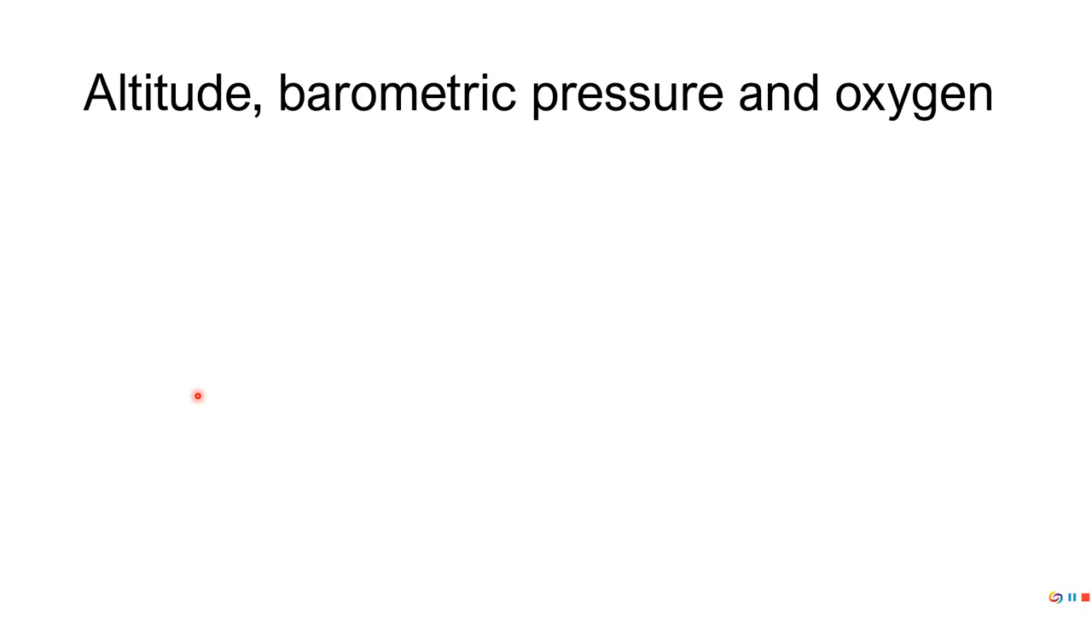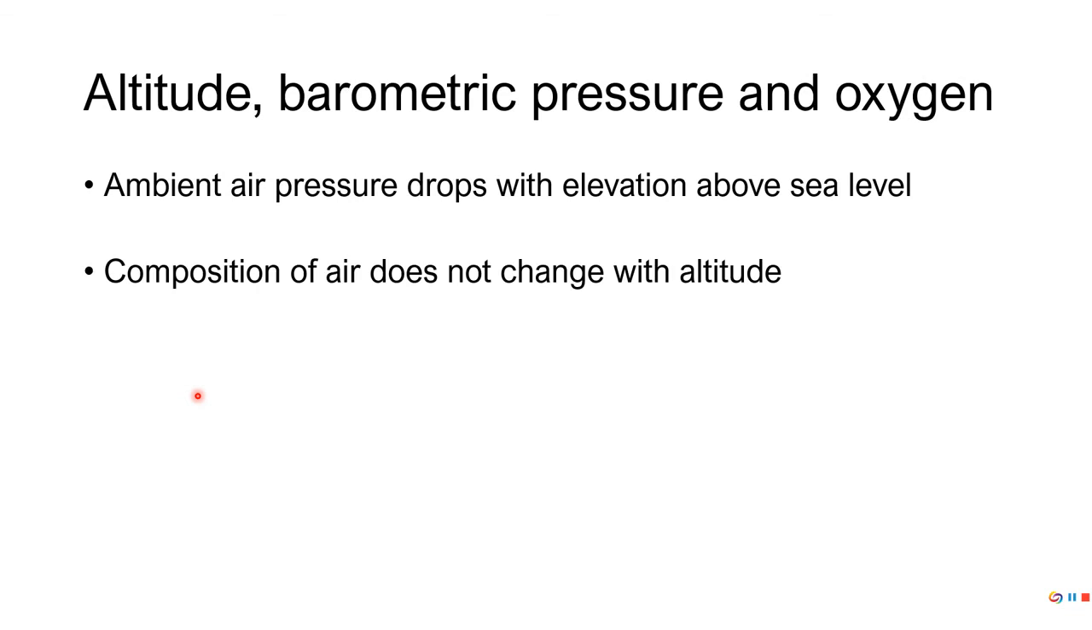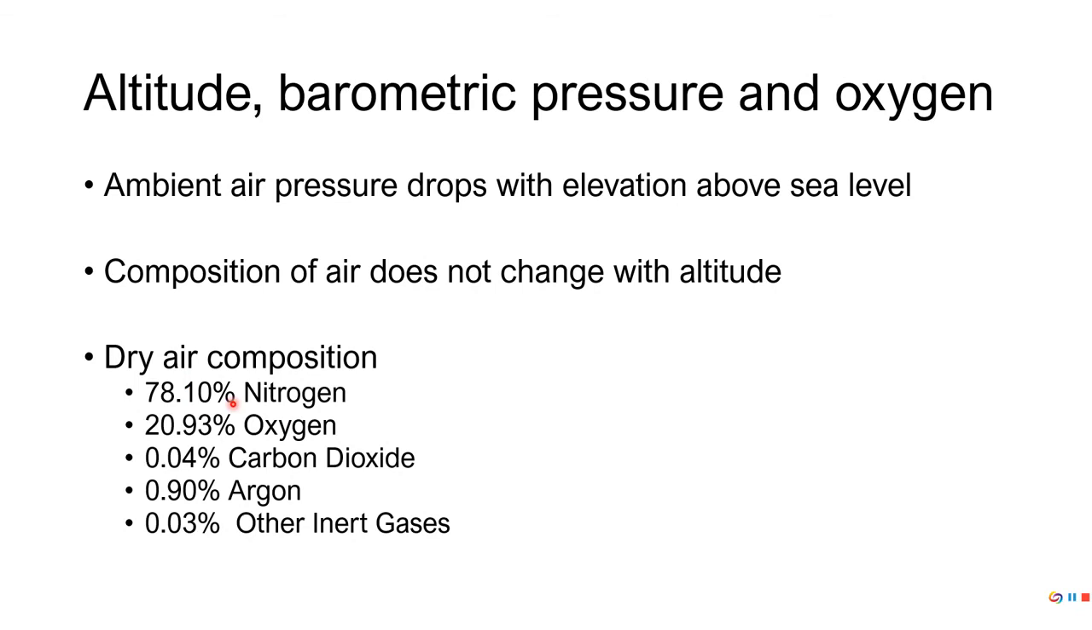All right, so what's also important to know is that pressure drops with elevation above sea level. We already know this, but the composition does not. So wherever we're at in the world, this is essentially what the air is made up of. So a bunch of nitrogen, a fair amount of oxygen, and then a small amount of a bunch of other things.